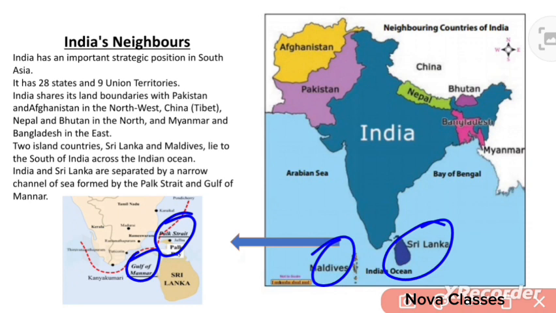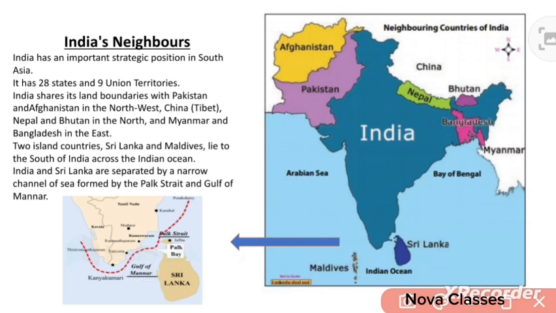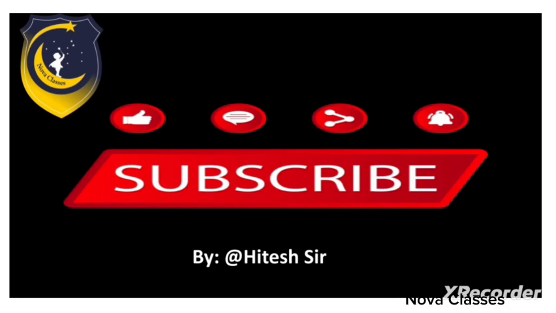So that is the narrow channel of sea, that is what? Pak Strait and Gulf of Mannar. So can you see where it is? That is the Pak Strait, and that is the Gulf of Mannar. Okay, so now come to the next topic. Yes, now the topic is over.